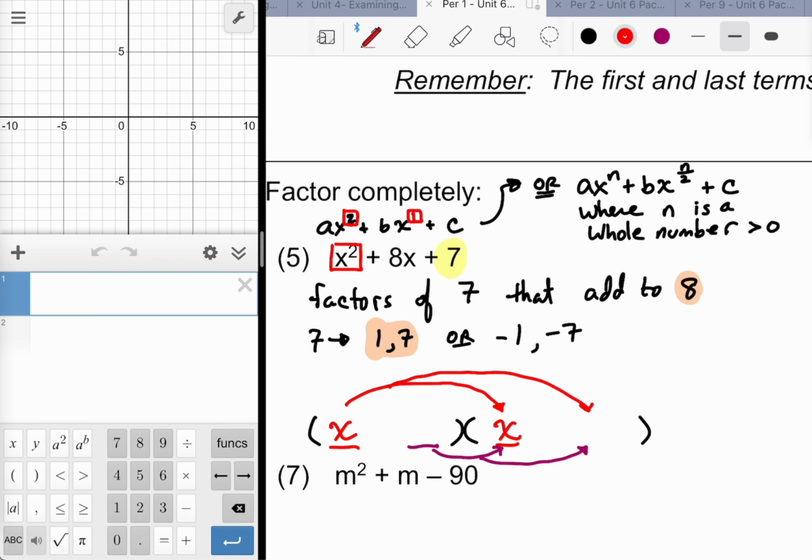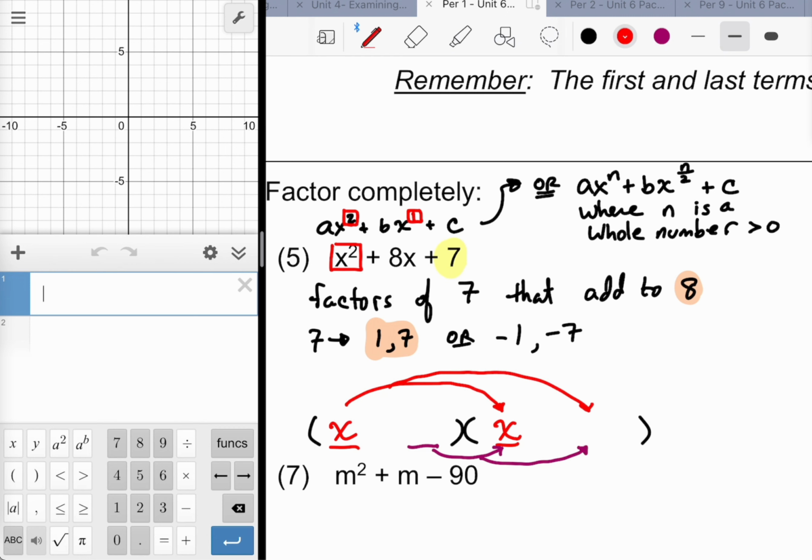I'll call them the outer and inner terms, because we don't really refer to the FOIL method, but first, outer, inner, last. When you distribute, you end up with a bunch of different products that you combine, and two of them actually combine to give you the middle term. But when you take the x and multiply it by the x, it gives you the x squared. Right? Then you do some other computations and you get the middle stuff.